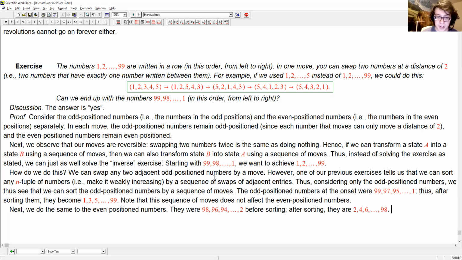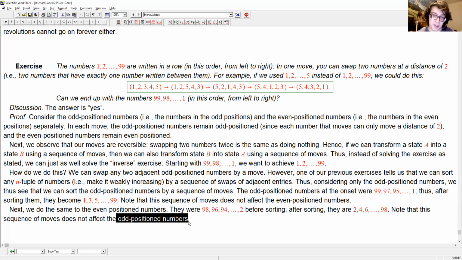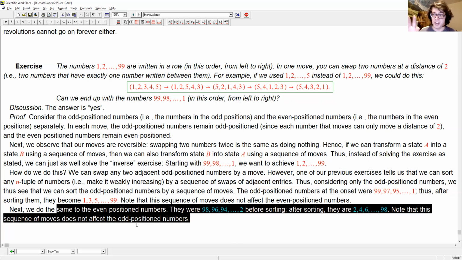And that's important, this sequence of moves does not affect the odd position numbers. So as we have sorted the even position numbers, the odd position numbers did not get messed up. They are still sorted. They're still 1, 3, 5, and so on in this order. Lots of errors are commonly made in such arguments when you try to clean up part of the sequence, and in the process you mess up another part. But here it doesn't happen, because a move that swaps two even positioned entries does not touch the odd positioned entries.